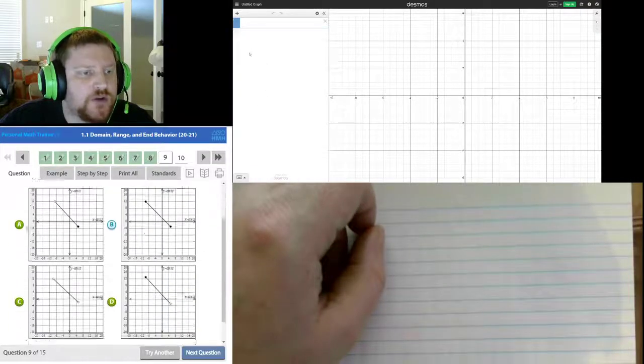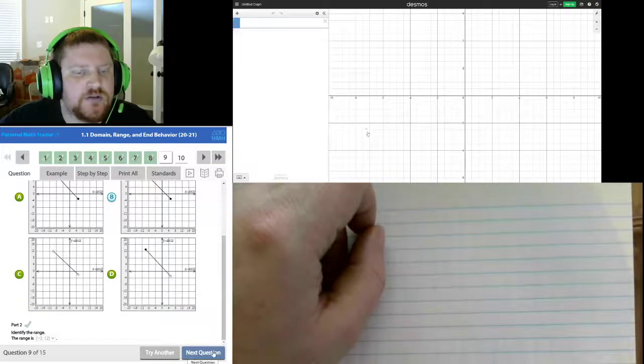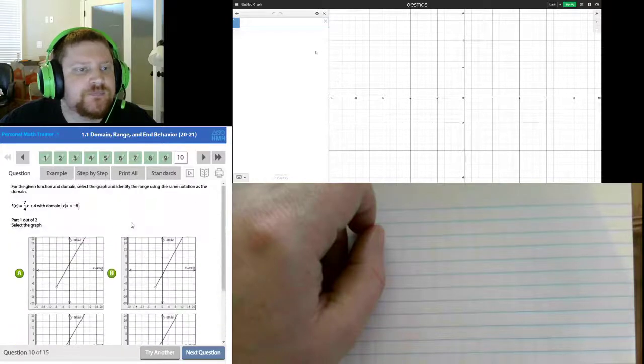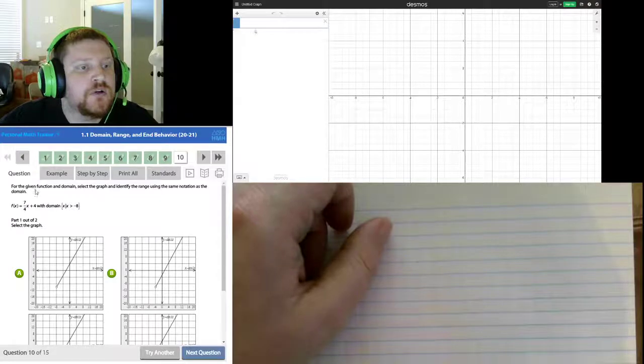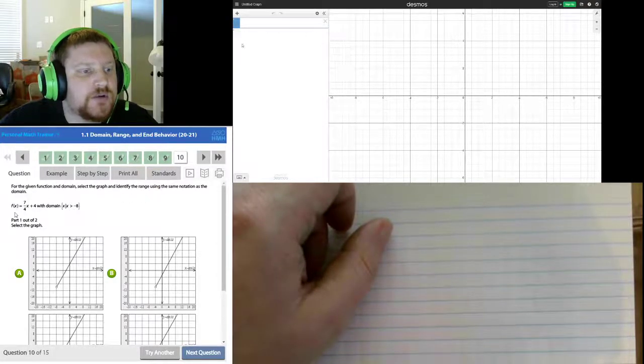There we go. So part 1 check, part 2 check. We are good. Next question. Same thing, different graph. So given function and domain, select the graph and identify the range using the same notation.